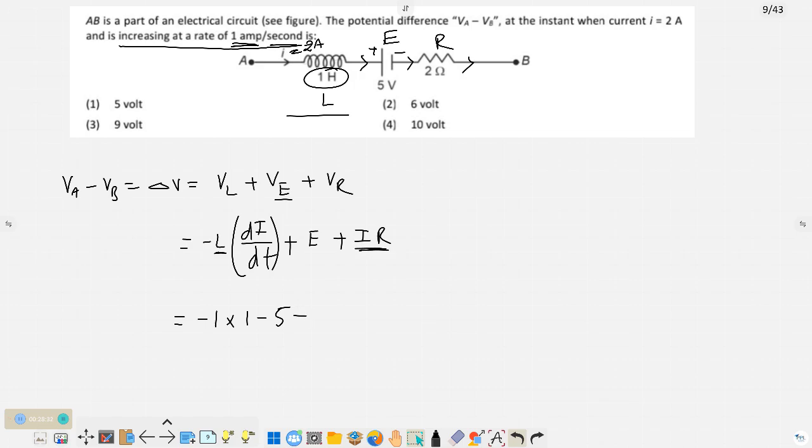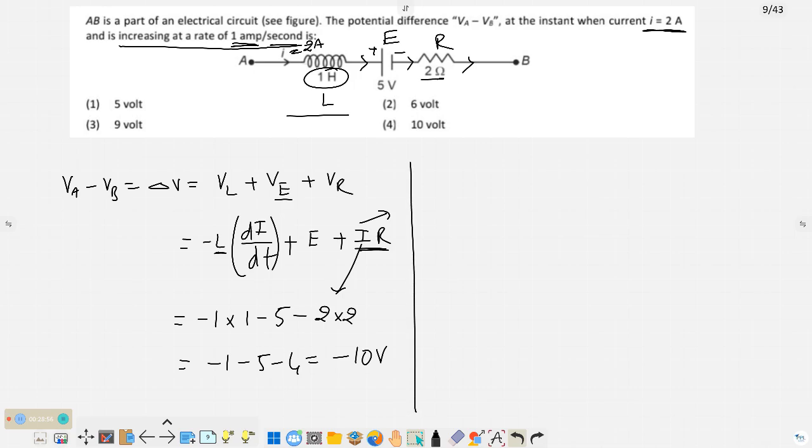Okay, so IR value: what is the I value, the current? How much current is given in the question? The given current value is equal to 2 amperes. So I value is 2, into the resistance given in the question, 2. So how much are you going to get? This is nothing but minus 1, minus 5, and minus 4. Total is equal to minus 10 volts. Minus indicates only the way you are taking it. So VA minus VB, the difference in voltage, is equal to 10 volts. So in the given options, which is the correct option? The fourth option is correct.